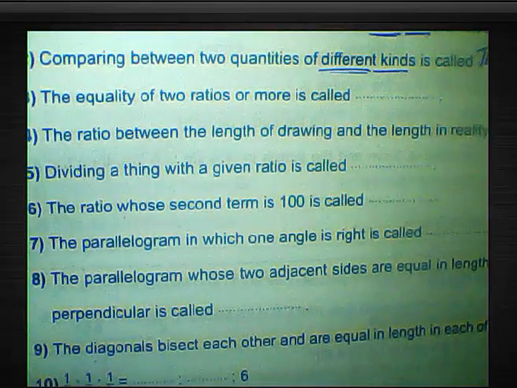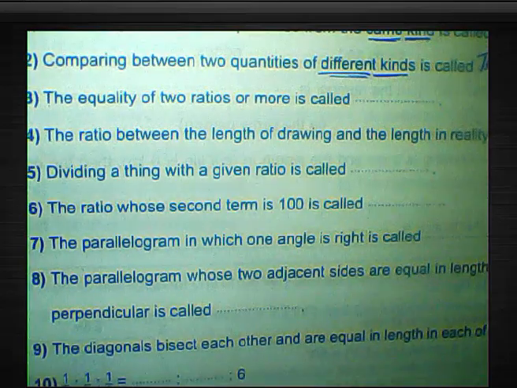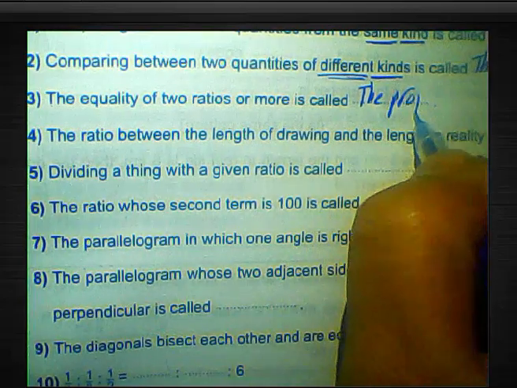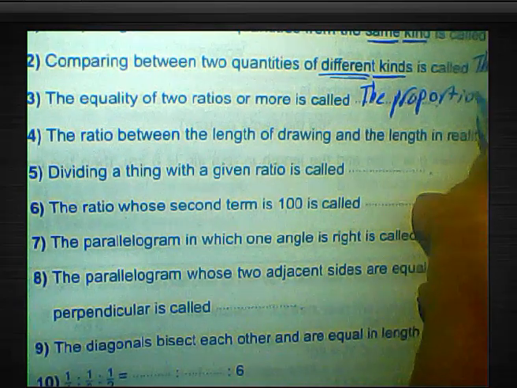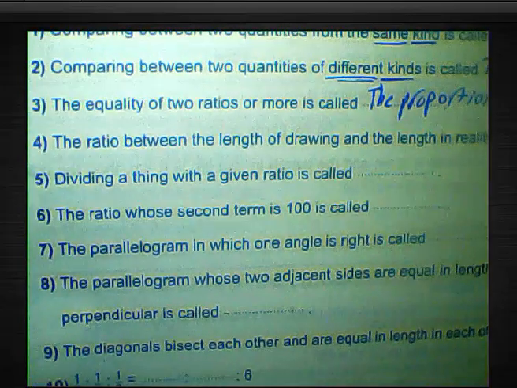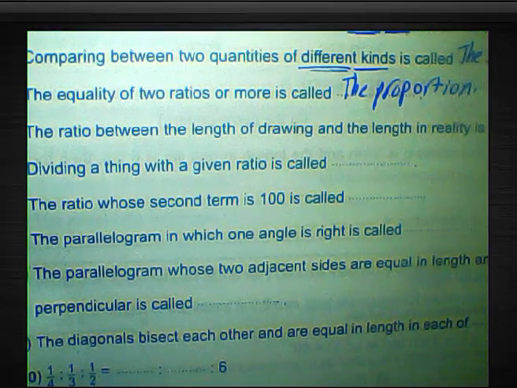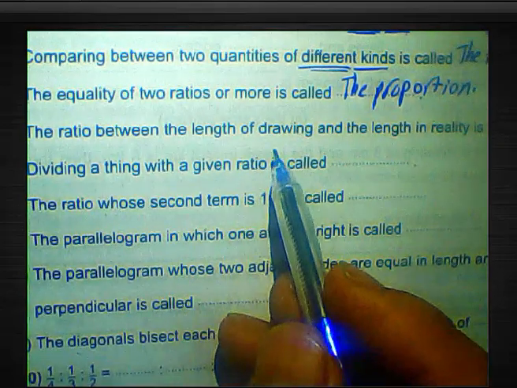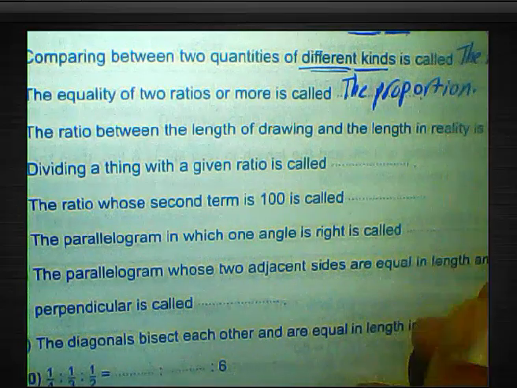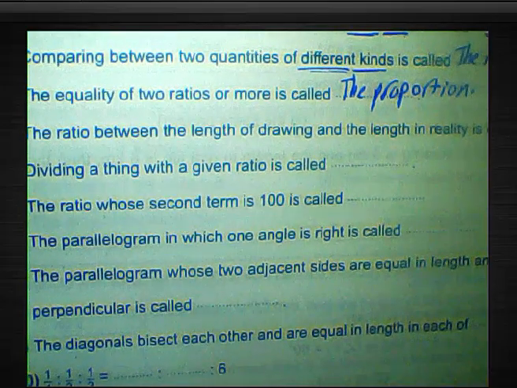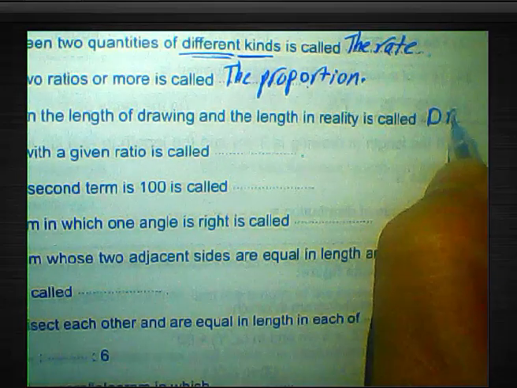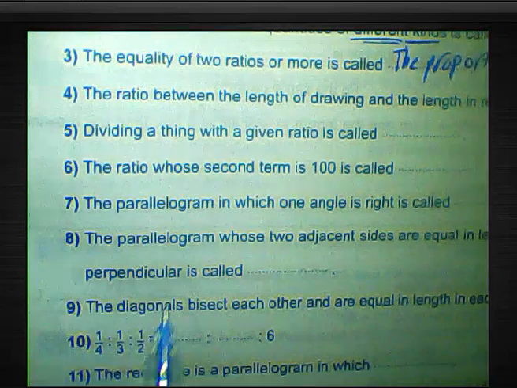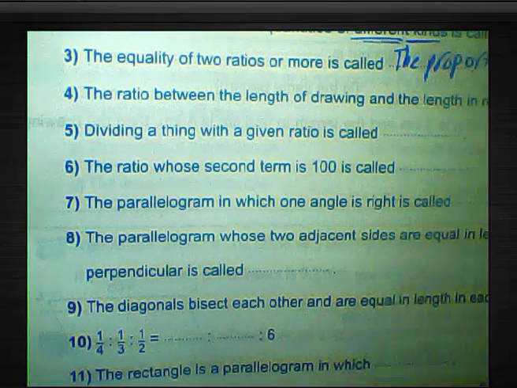Question number 3. The equality of two ratios or more is called proportion. Okay, the equality between two ratios or more is called proportion. Question number 4. The ratio between the length of drawing and the length in reality is called drawing scale.